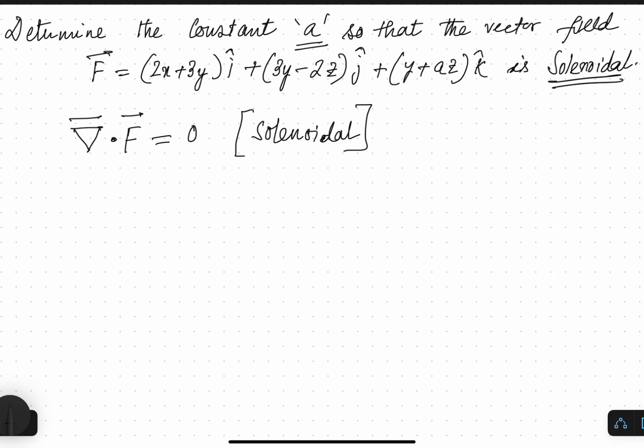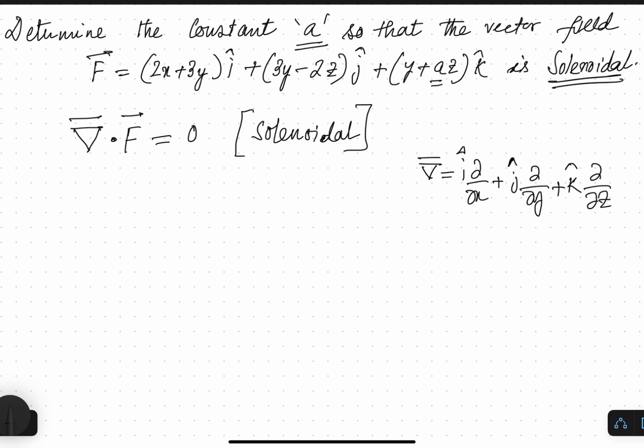So here the vector is y plus az. This A I'm talking about, we have to calculate. So let us start calculating the divergence of F equal to 0. So the divergence operator can be written as i del x plus j del y plus k del z.